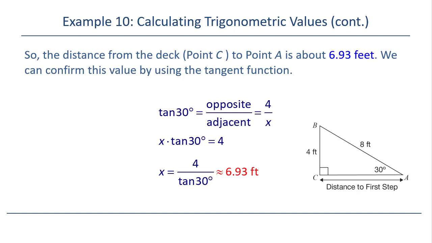Now, we also could have done it with tangent. As I mentioned, tangent of 30 is opposite over adjacent. So we set it up as 4 over x. Now to clear the fraction, we multiply both sides by x. And then to solve for x, we have to divide both sides by tangent of 30. You can see that it's an extra step. They both work, but cosine gets us there a little faster. But that's okay. Doesn't matter. They both give us 6.93, and it should work that way.